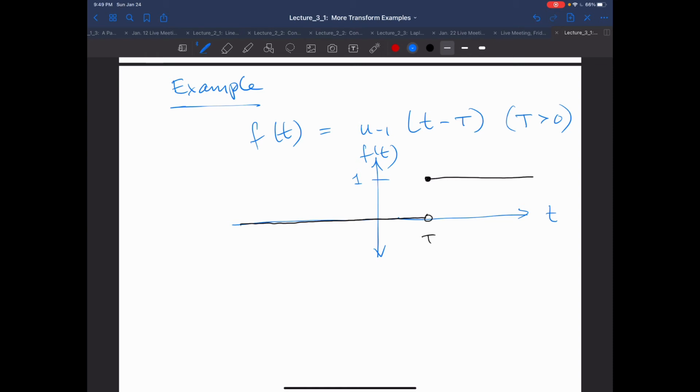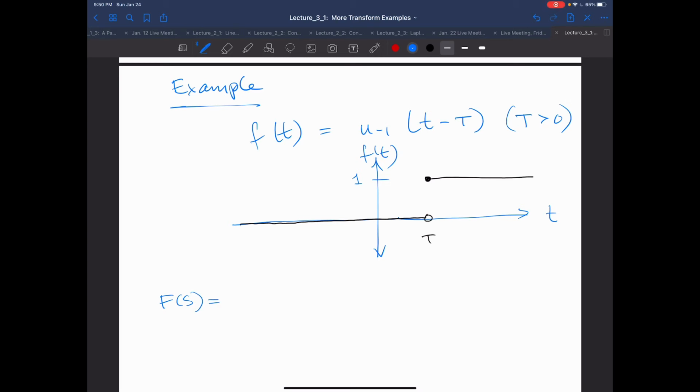So our function looks like that. Now we're going to derive a property of the Laplace transform that explains what happens when you shift a function in time, what happens to its Laplace transform when you shift a function in time. But for the purpose of this example, we're just going to use direct calculation.